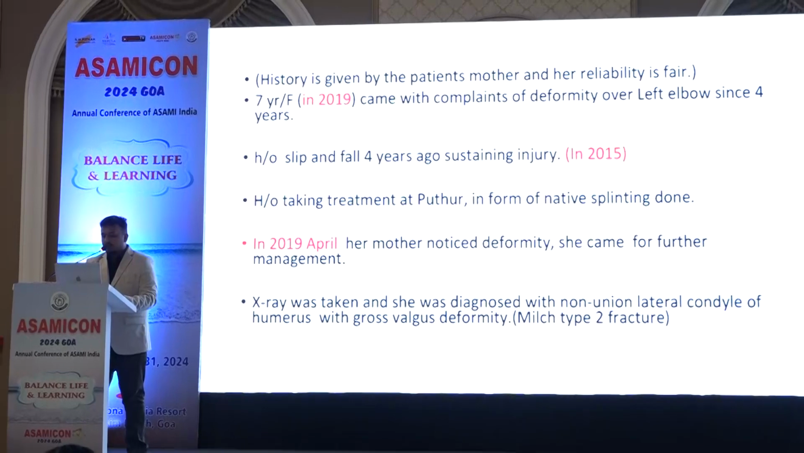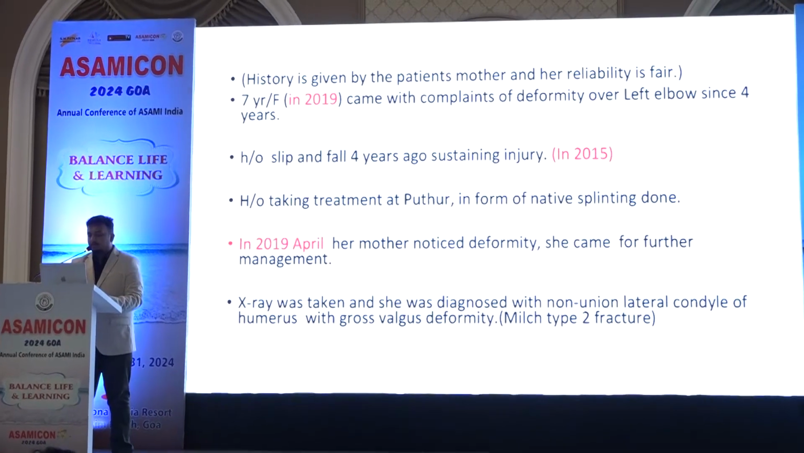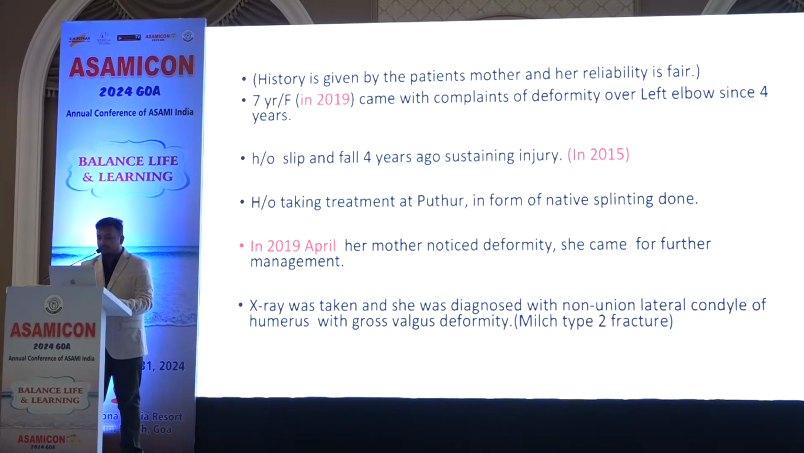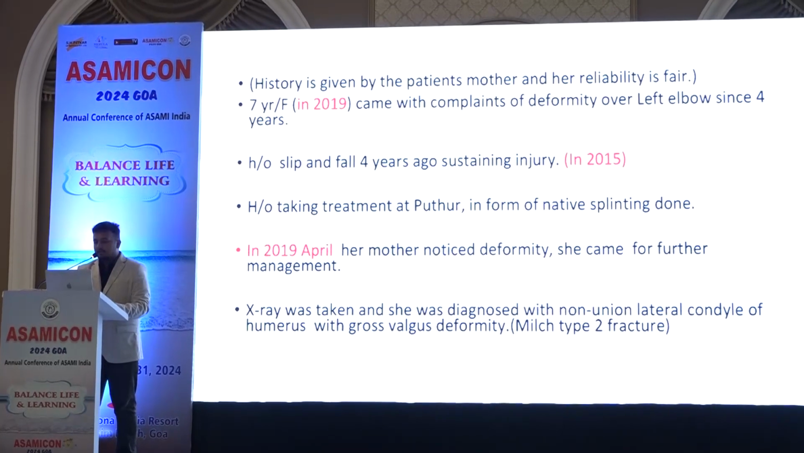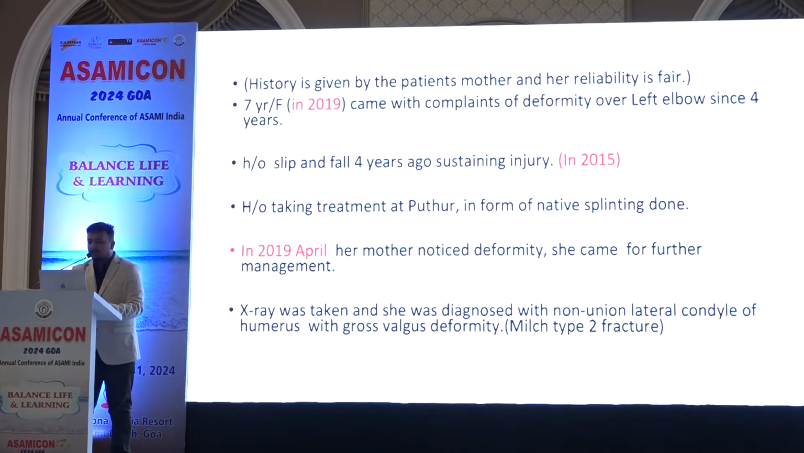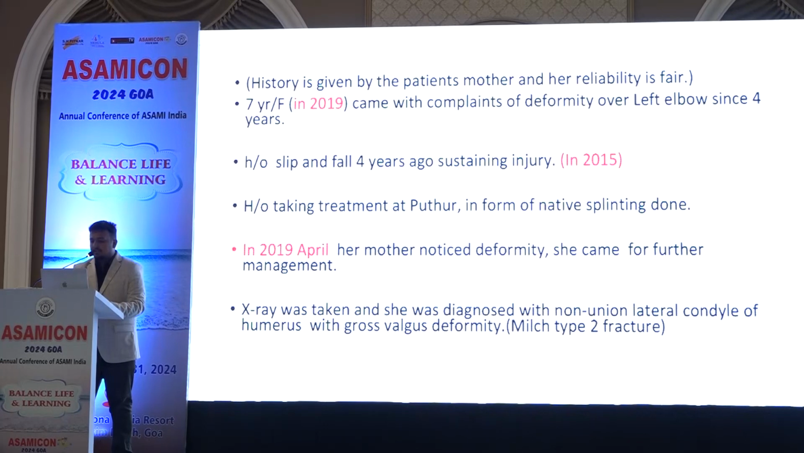A 7-year-old female came to our OPD with complaints of deformity over the left elbow for the past 4 years. The history was given by the patient's mother and the reliability was fair. Four years back, she had a history of slip and fall, for which she took native treatment in Puttur, which is a very famous institute for giving treatment down south. In 2019, the patient's mother noted a deformity and wanted to know what was wrong, and she came to our OPD for further management.